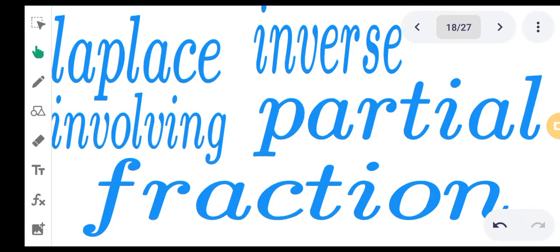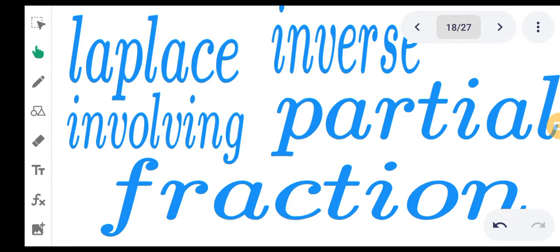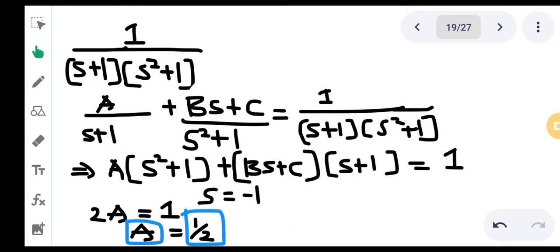Okay, so today, I want us to see something about Laplace inverse involving partial fractions. Okay, so this is the question I want us to solve. We have 1 over (s plus 1) multiplying (s squared plus 1).